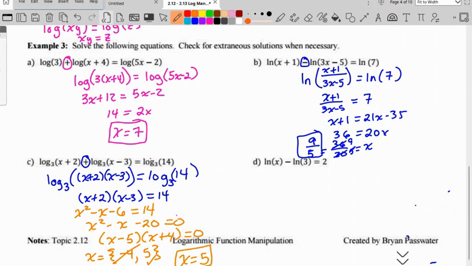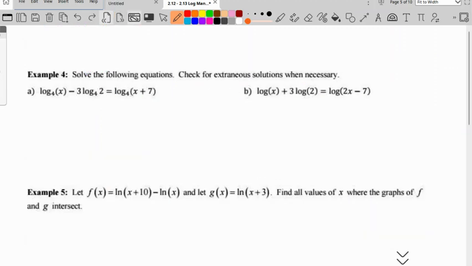Rishi? If your argument ended up being 0 when you plugged it in, would that work? So it can't be 0 because you can't raise a positive number to a power and get 0. It's got to be strictly positive. Okay. All right. So now let's go on to the next page.